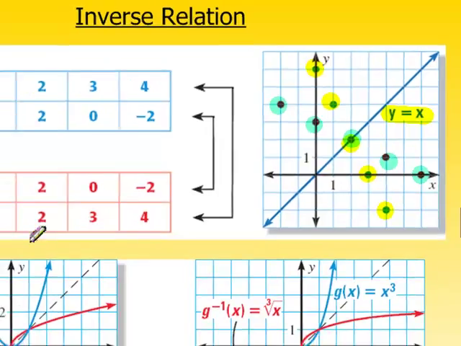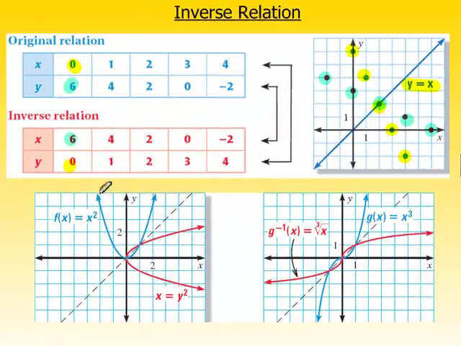A couple other illustrations here. Let's look at some functions. If my original function, again in blue, is f of x equals x squared, the graph of its inverse is going to be simply reflected over the linear parent function y equals x, like so. And that's what happens when you flip the x's and the y's.